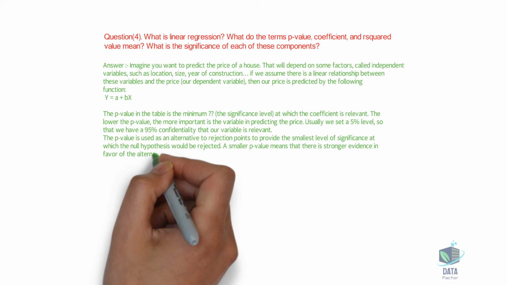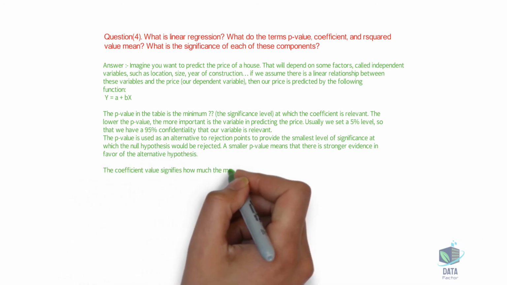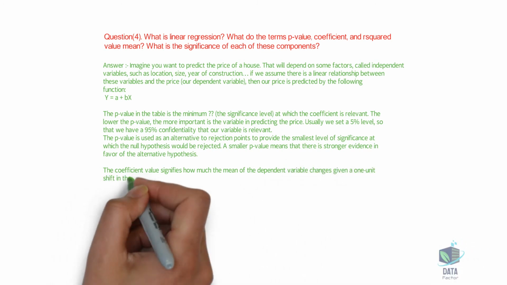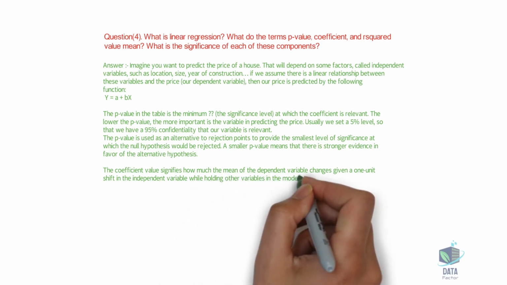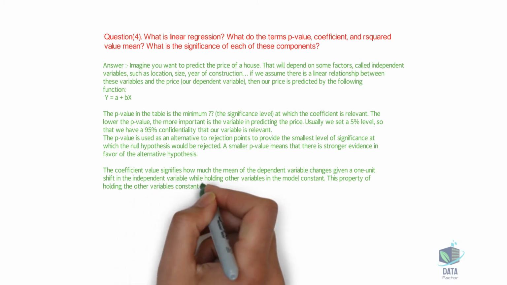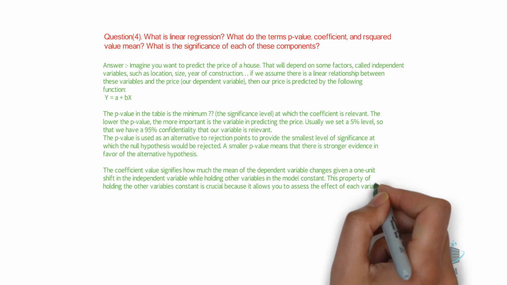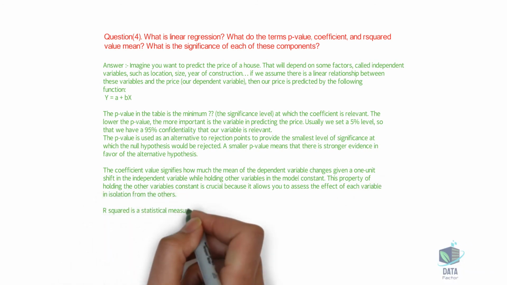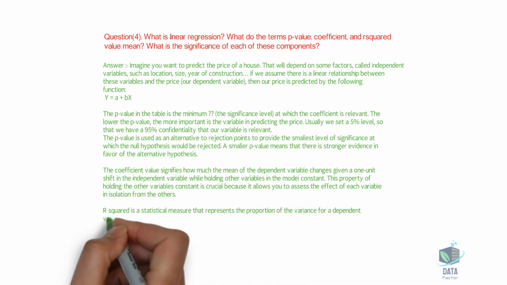The coefficient value signifies how much the mean of the dependent variable changes given a 1-unit shift in the independent variable while holding other variables in the model constant. This property of holding the other variables constant is crucial because it allows you to assess the effect of each variable in isolation from the others. R-squared is a statistical measure that represents the proportion of the variance for a dependent variable that's explained by an independent variable or variables in a regression model.